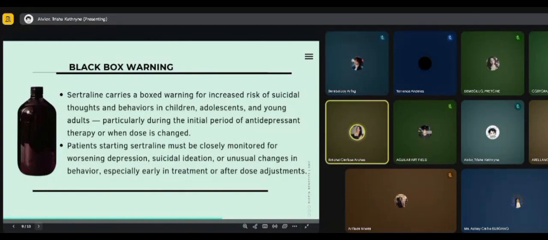Next, for the black box warning, one very important thing to remember is the black box warning. Sertraline, like other antidepressants, may increase the risk of suicidal thoughts or behaviors in children, adolescents, and young adults, especially during the first few weeks of treatment or when the dose is being adjusted.